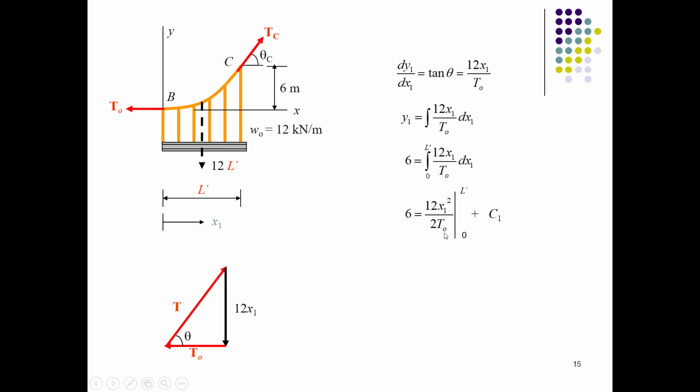So as we know, the maximum value approaches when there is a maximum value of a slope. So a maximum value of a slope approaches at the support. If we compute the x1 as L prime in this equation, then we will get the value of T naught as L dash square. So the tension would be equal to the square of horizontal distance.